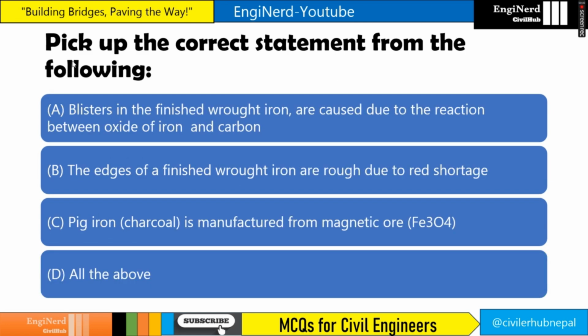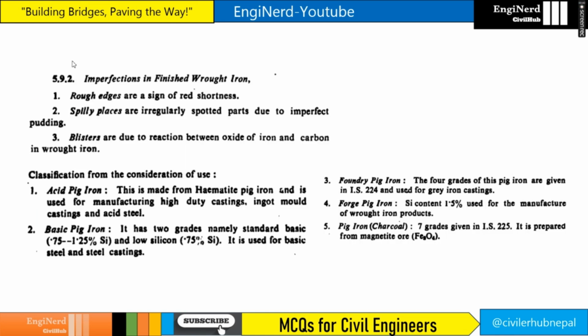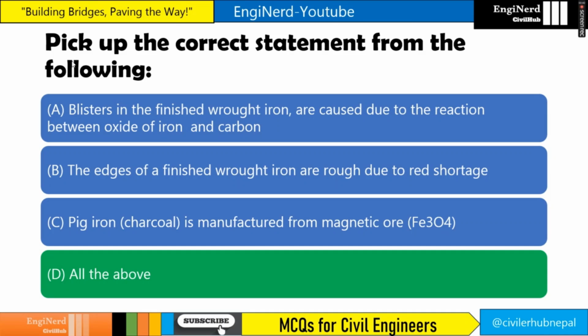Pick up the correct statement from the following. Blisters in the finished wrought iron are caused due to the reaction between oxides of iron and carbon. The edges of finished wrought iron are rough due to red shortness. And pig iron is manufactured from magnetic ore. All of the above. You see here, blisters are due to the reaction between oxides of iron and carbon in wrought iron, right? And rough edges are a sign of red shortness, right? And pig iron is manufactured from magnetic ore. Magnetic ore has the highest percent of iron, around 70 to 75%. Generally we consider 72%.